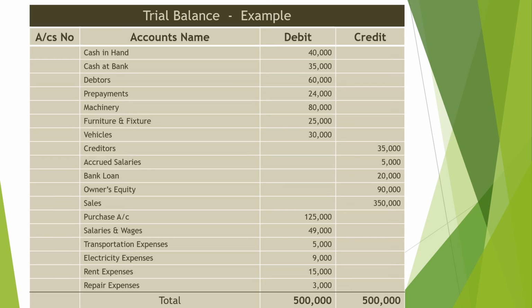Then comes the fixed assets, which is machinery, furniture and fixture, vehicles. Then comes the current liabilities, which are creditors and accrued salaries. Then the long-term liabilities, which is a bank loan here. Then owner's equity. Then comes the revenue. The sales is a revenue there. And then comes all the expenditure: purchases, salaries and wages, transportation, electricity, rent, repair expenses, etc.